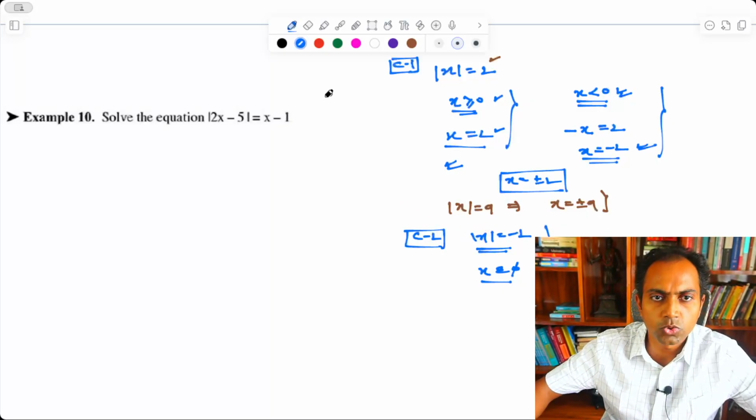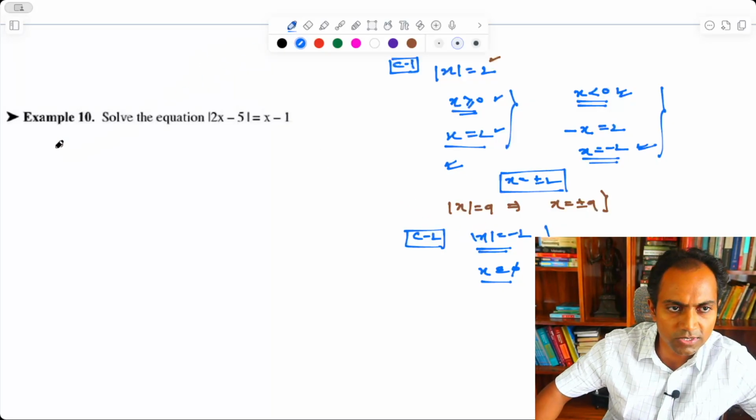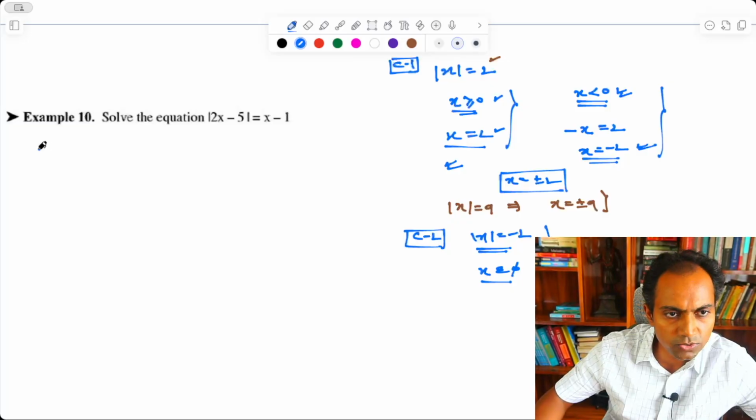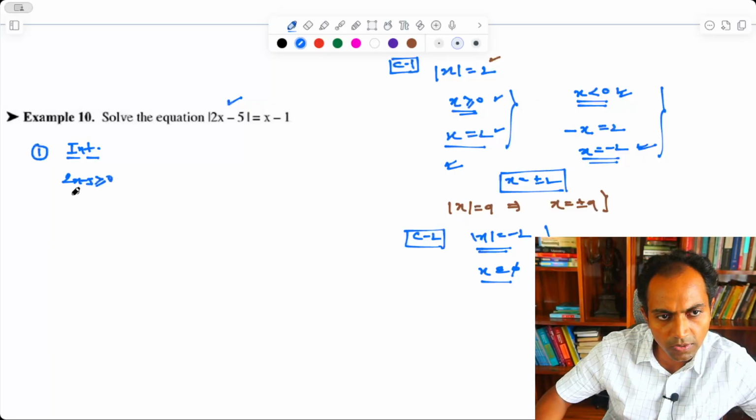So, let me show you how to do that. If I want to solve this question, there are two ways to do it. In the first way, we are going to use interpretation. That is the core technique. So, I am going to take whatever is inside the modulus first as greater than or equal to 0. So, what I get from here in my case 1 is x is greater than or equal to 5 by 2.